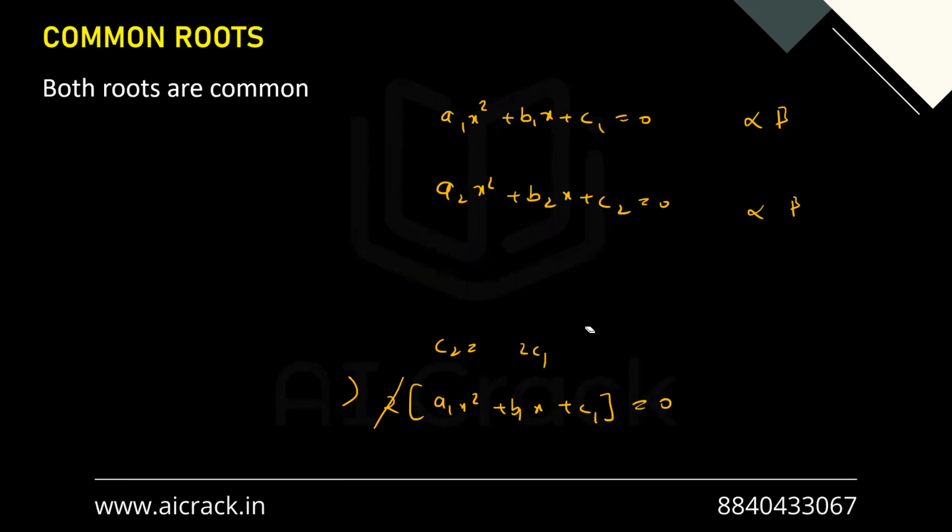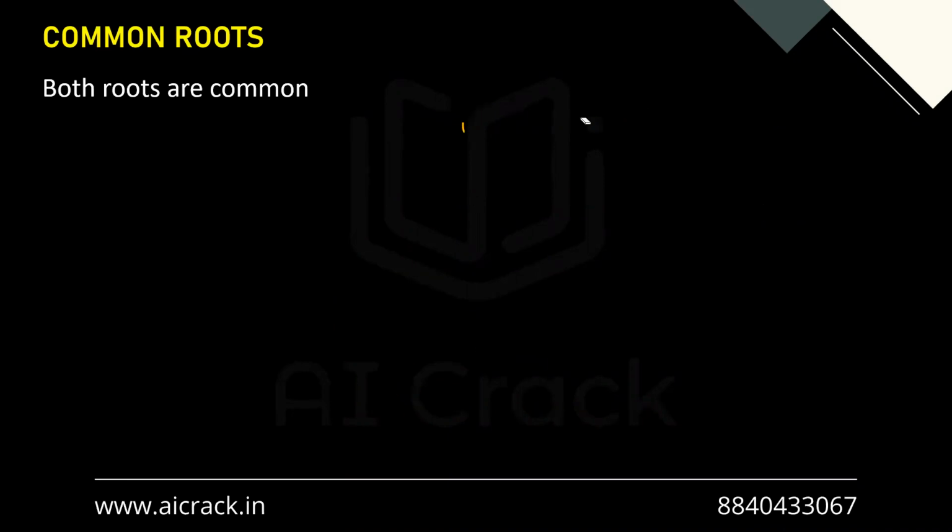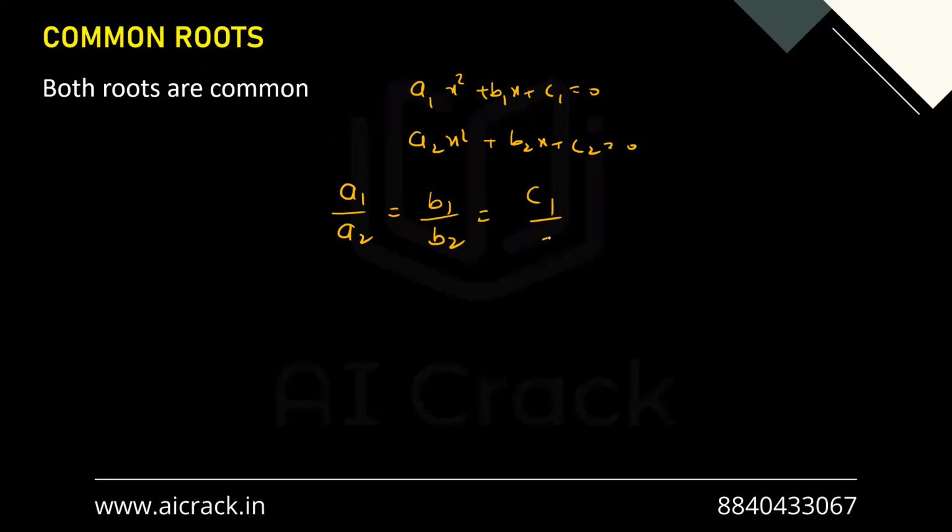So what should be the condition based on which we can say that two roots are actually common? In that case, we have the equations a1x square plus b1x plus c1 equals to 0 and a2x square plus b2x plus c2 equals to 0. Now the second equation is nothing but the product of the first equation and a common factor which is multiplied to all the coefficients. So that gives us the condition a1 by a2 equals b1 by b2 equals c1 by c2 equals some value k. If the ratio of all the coefficients is exactly the same, some constant k, then we can clearly say that both the roots are common and both the equations are identical.